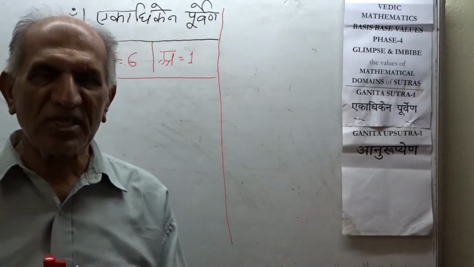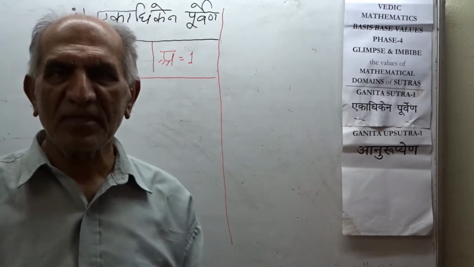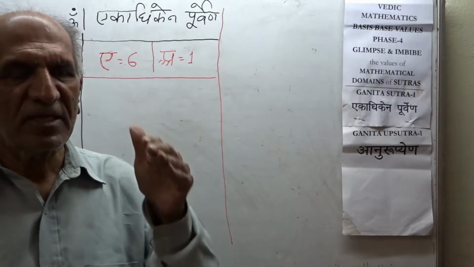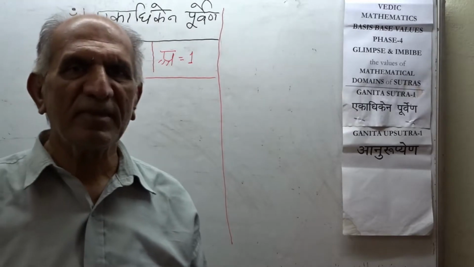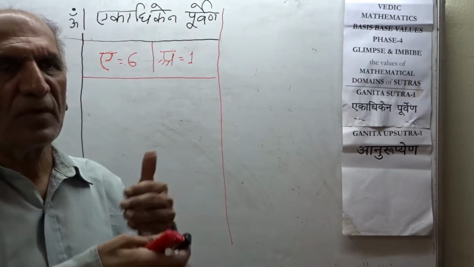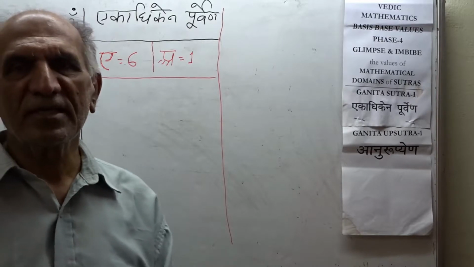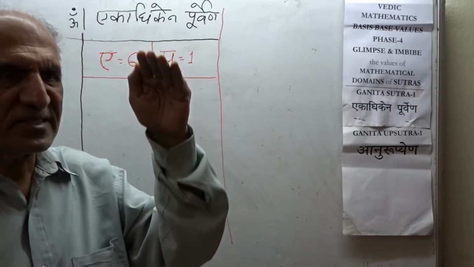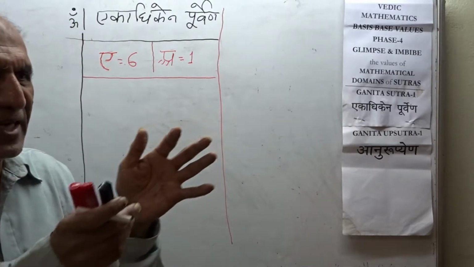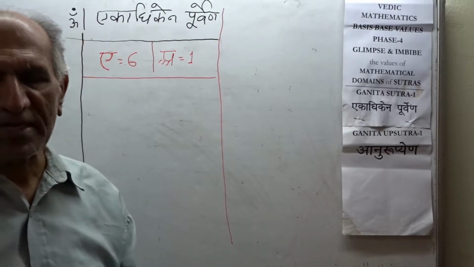Ganita Sutras are 16 in number and each Ganita Sutra is a complete scripture, a complete mathematical domain. This way there are 16 mathematical domains. These are interconnected mathematical domains. From Ganita Sutra 1 we have to reach Ganita Sutra 2, and from Ganita Sutra 2 sequentially to 3, and ultimately you have to reach Ganita Sutra 16. So these are 16 mathematical domains. These 16 mathematical domains are integrated and make one single integrated mathematical domain of Ganita Sutras.